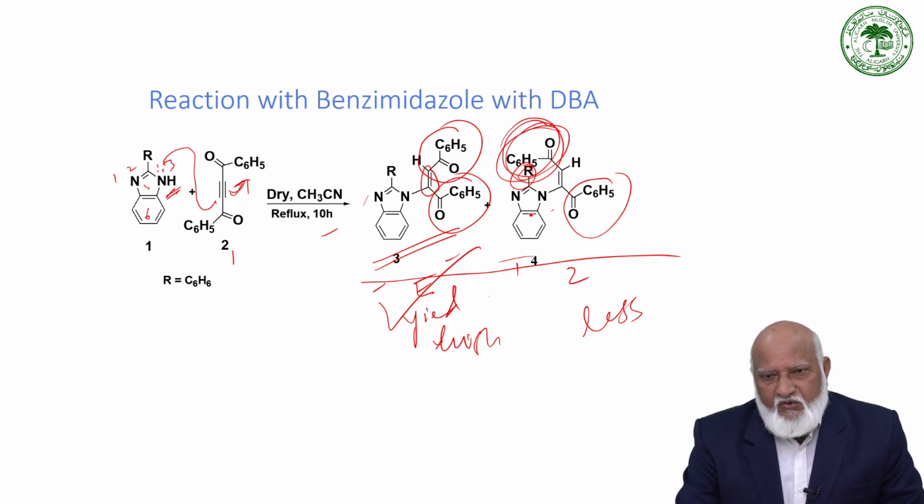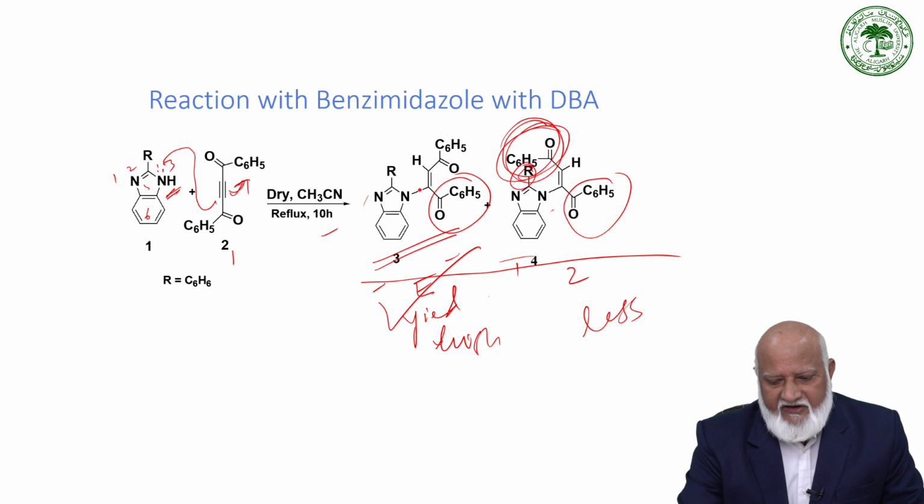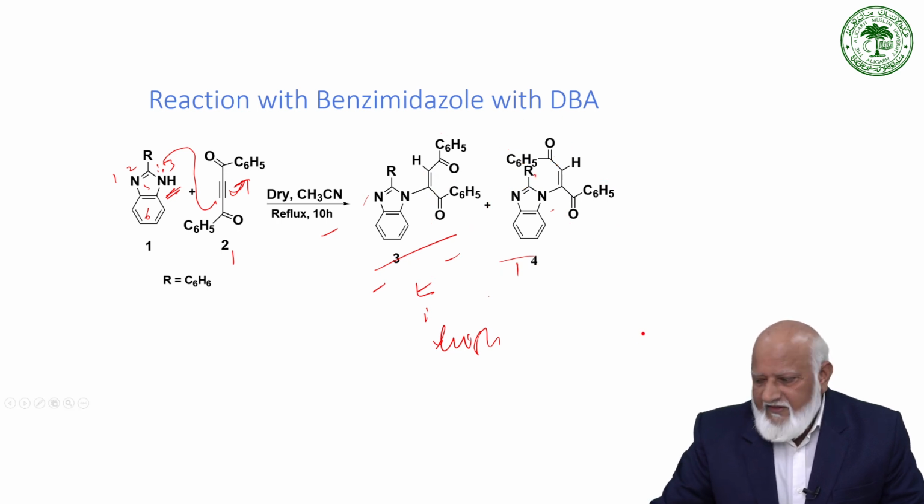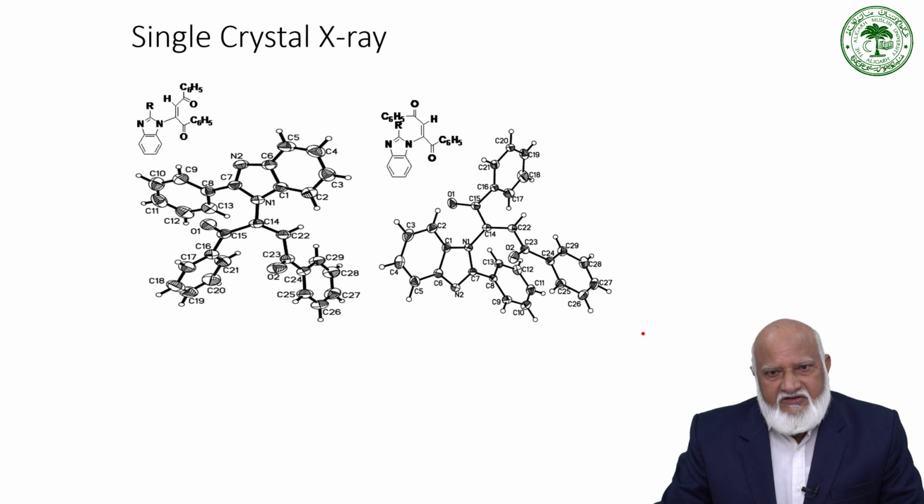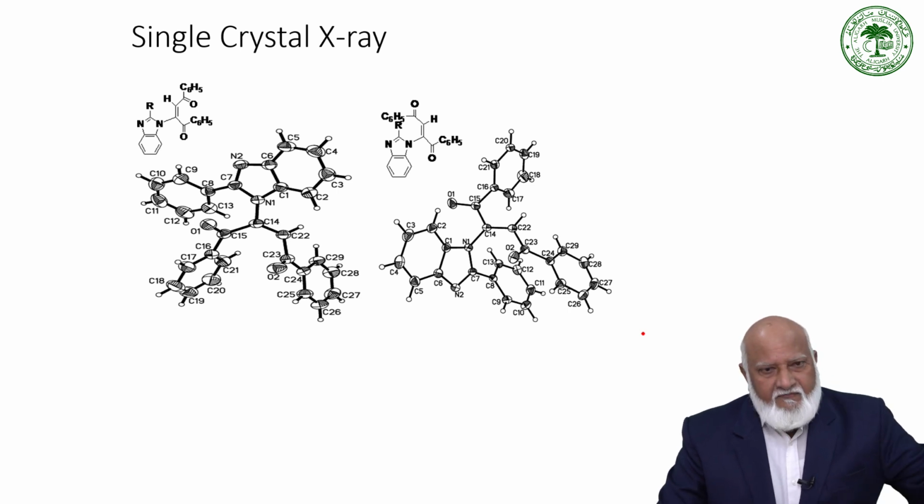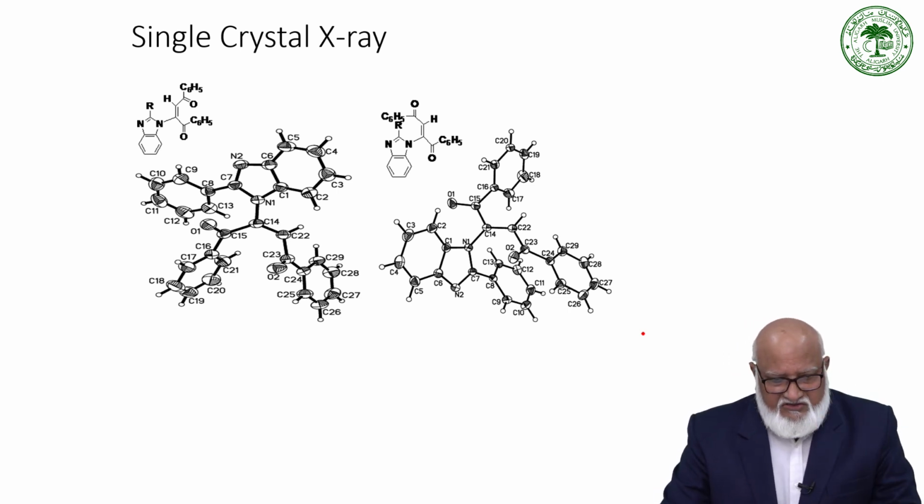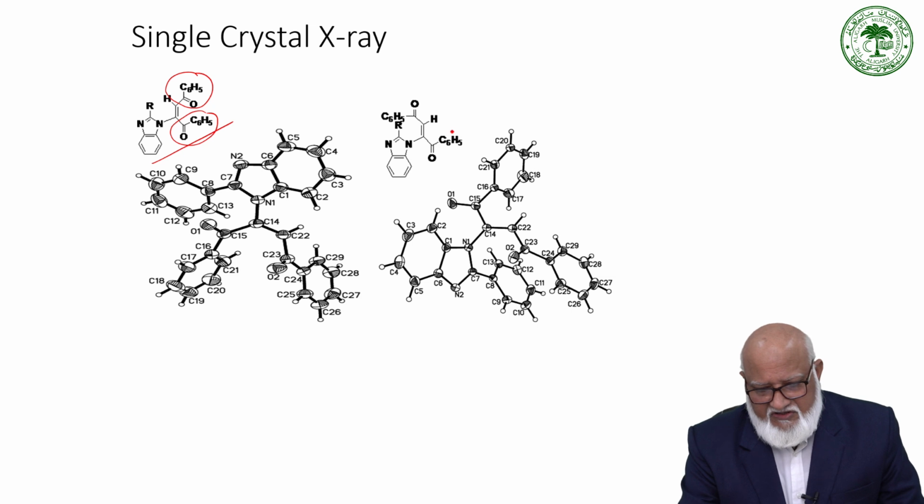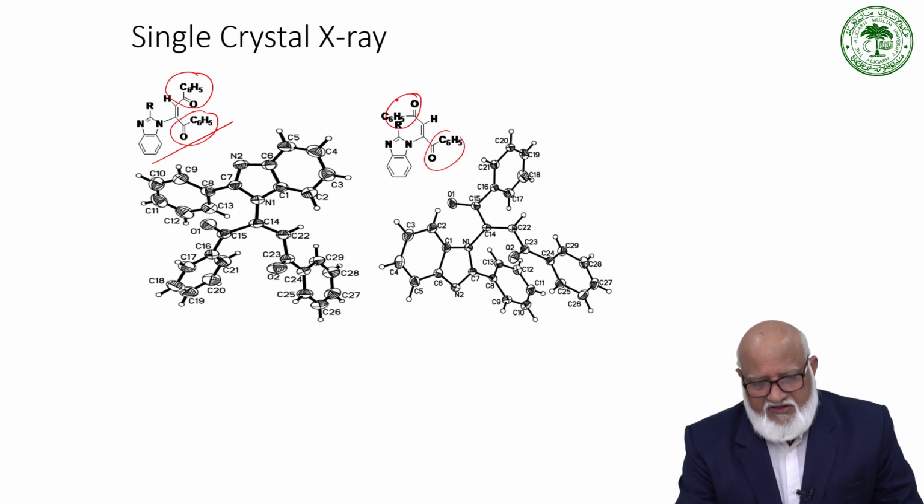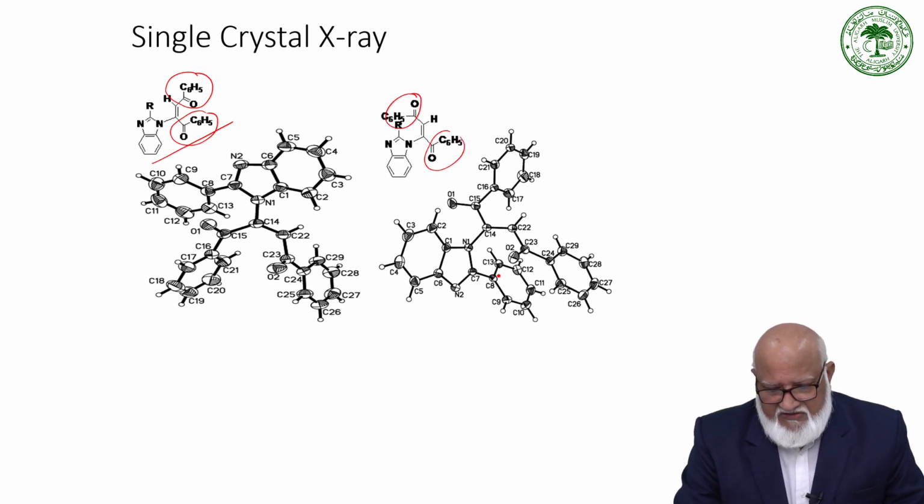The structures of these two isomers, the E and Z isomers, have been well established not only by spectral analysis such as IR, proton NMR, C13 and mass, but also by single crystal X-ray analysis. Here is the single crystal structure of both isomers: in one, the two benzoyl groups are in the cis orientation, and in the other, the two benzoyl groups are in the trans orientation.